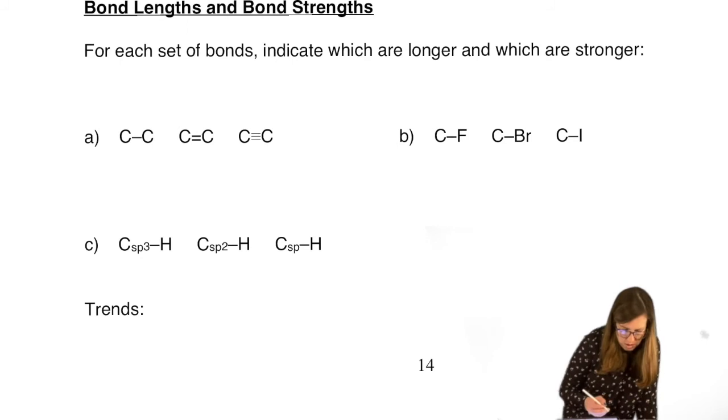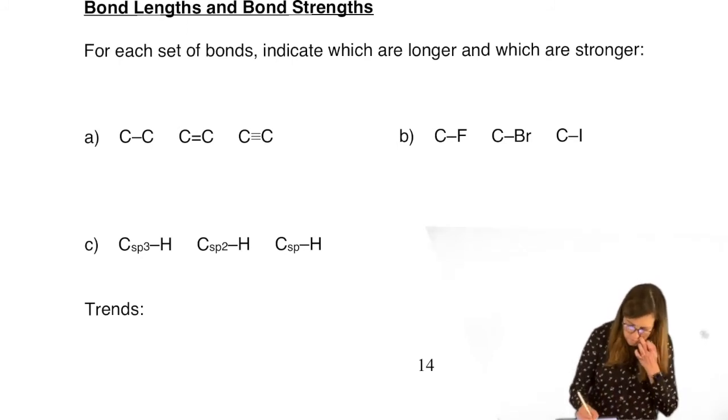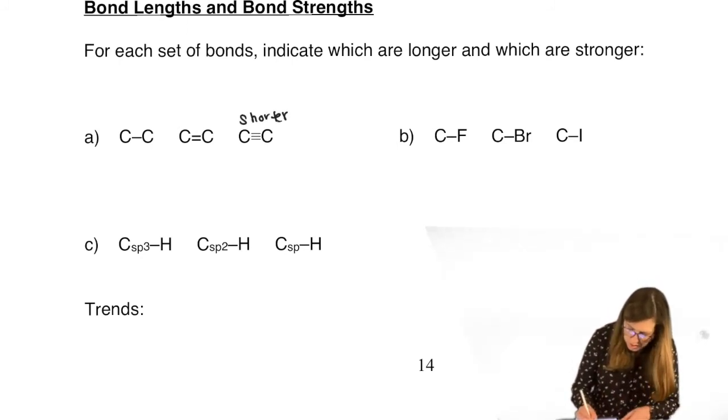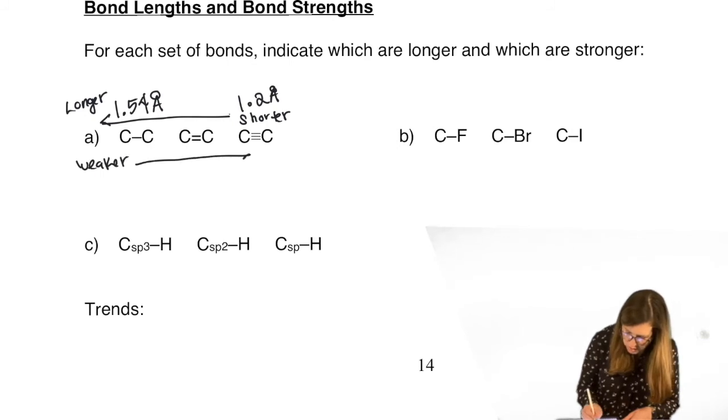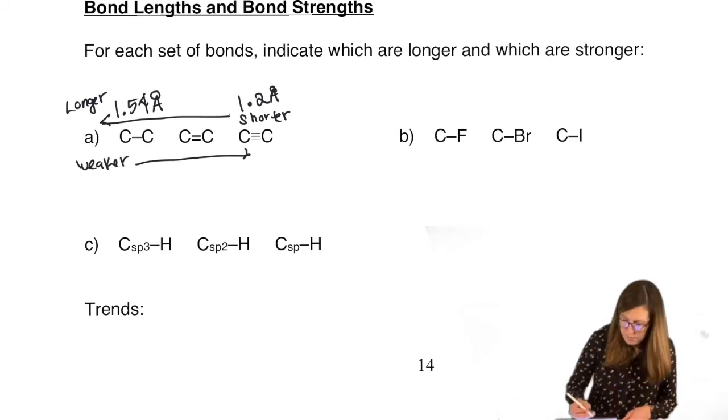What do we mean by shorter? We're talking angstrom scale here. So it's about 1.2 angstroms, and you're going to see this number a lot. A carbon-carbon single bond is about 1.54 angstroms. So this is longer. And because of that, longer bonds are usually weaker, and shorter bonds are usually stronger, harder to break.